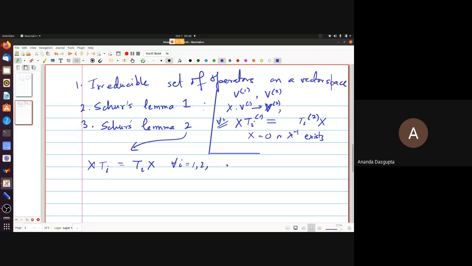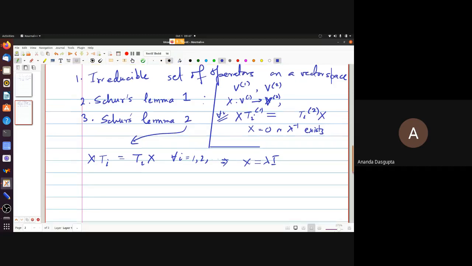Sorry about that. So we have x ti is ti x for all i, and then we get that x must be lambda. This is exactly the result we were talking about. This implies that x must be a multiple of the identity, which of course includes 0, right? So this is where we are.